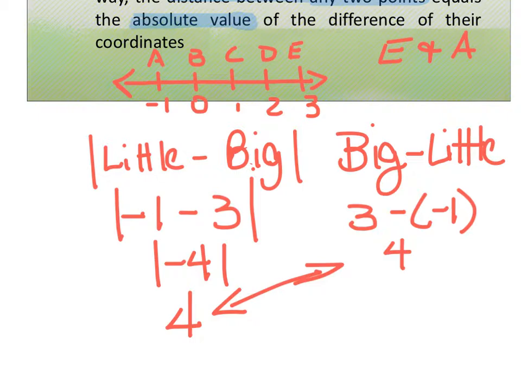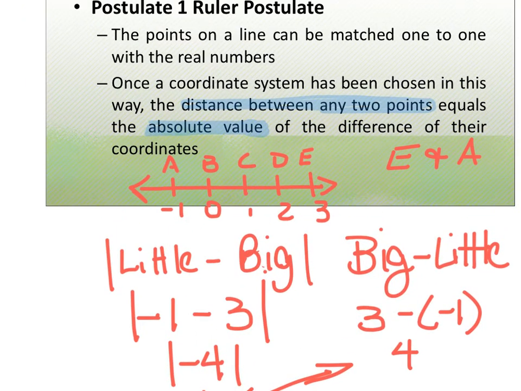Any questions on that? Now, just like I showed you before, we don't necessarily have to do the subtraction when it's on a number line. We can just count the spaces. So let's count how many jumps it takes me to go from A to E. So if I count the jumps, it goes 1, 2, 3, 4 jumps, and it gets me to point E. So that distance is 4.